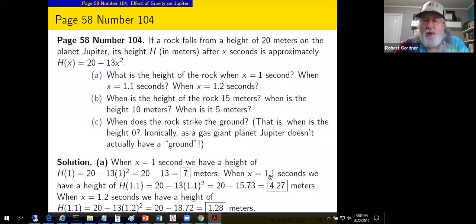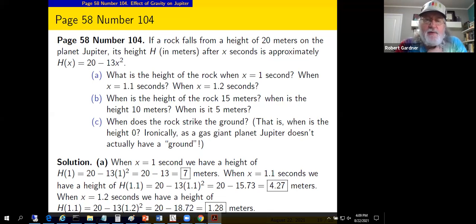When x equals 1.1 seconds, we'll plug 1.1 into h, and that'll give us 20 minus 13 times 1.1 squared. I leave it to the calculator to do the messy arithmetic. We find that's 4.27 meters. Plug in 1.2 seconds. At 1.2 seconds, plug in 1.2 for x, produces this, which simplifies down to 1.28 meters.